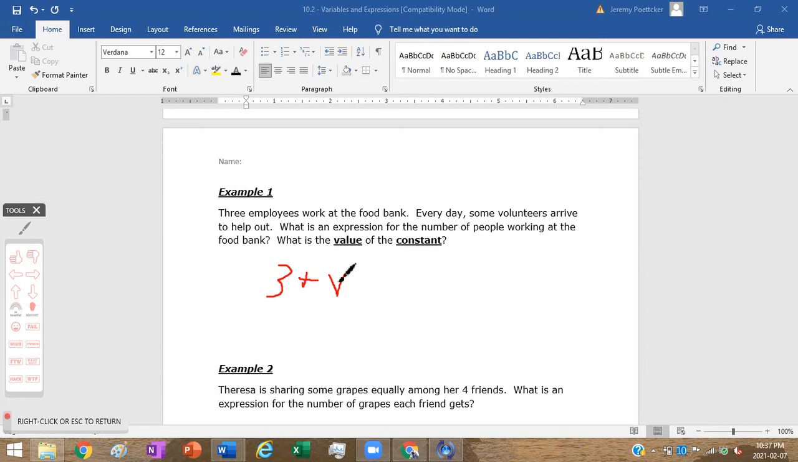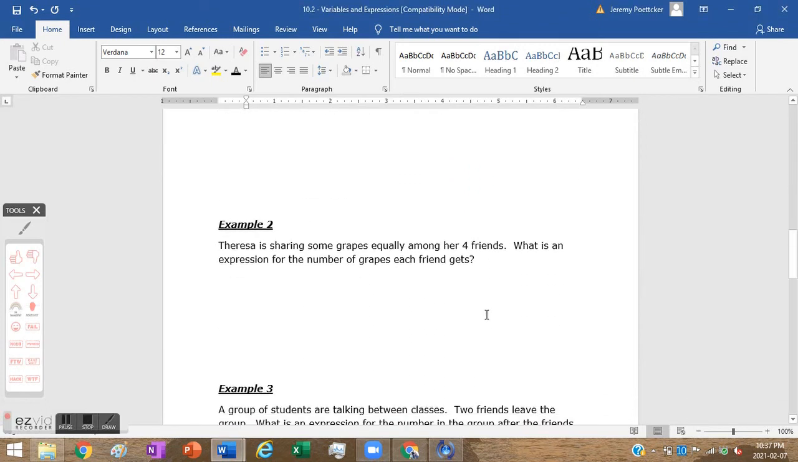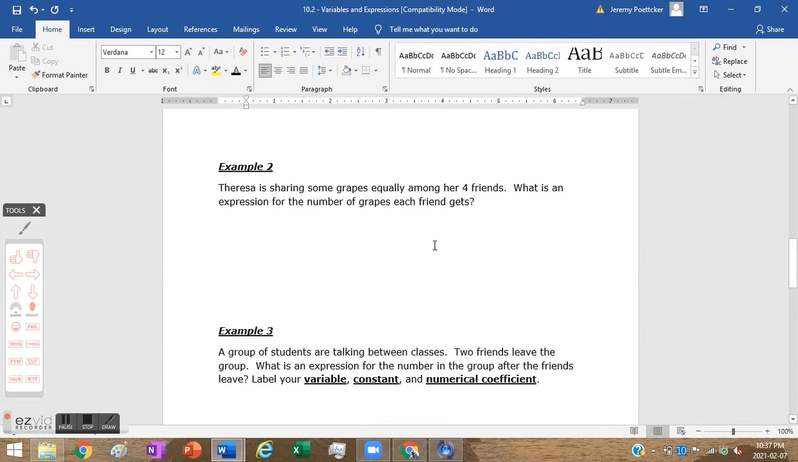All right, example number 2. We have Teresa sharing some grapes. So nice of her. Equally among her 4 friends. So we've got to figure out, first of all, is Teresa eating some grapes as well? We're going to assume she is. So how many people are there? Well, there's her 4 friends, and she is also a person. So there are 5 people here.